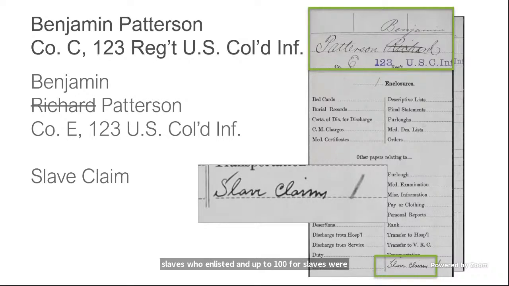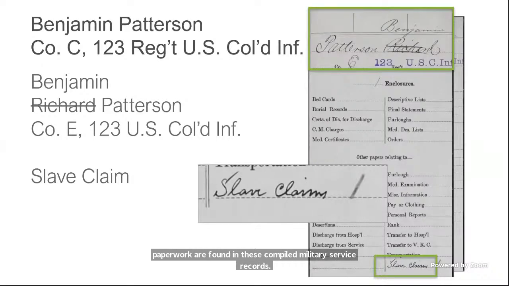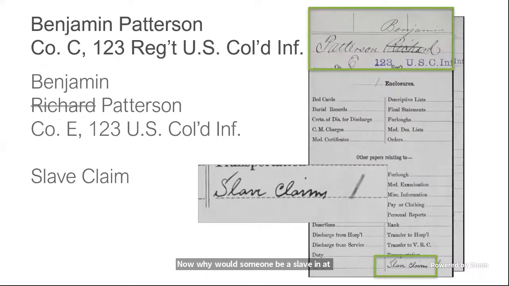So in 1867, this claims process was suspended, but the records and the paperwork about these claims have survived. Most of the records and the paperwork are found in these compiled military service records. Now, why would someone be a slave in 1860? Was it 1864 that he enlisted? It is because this is Kentucky, and we talked about those border states and how things were different there.